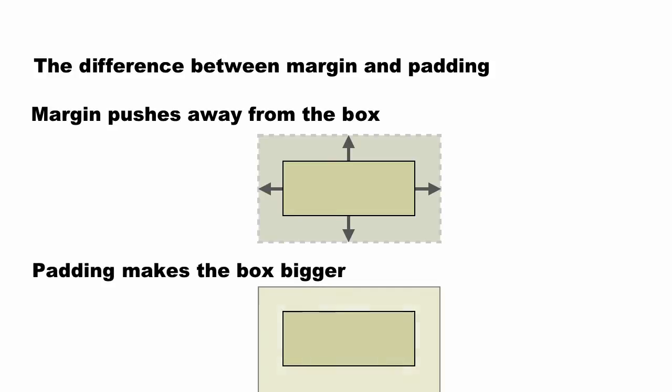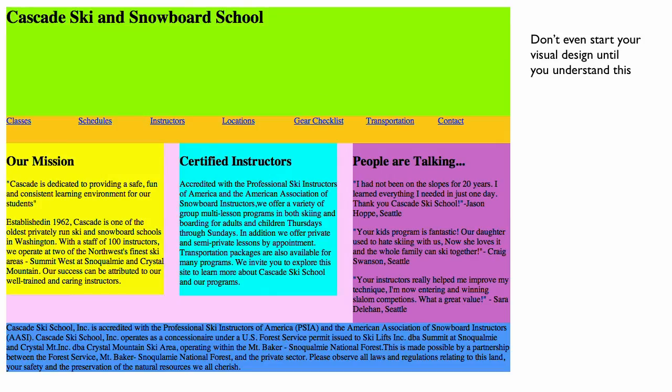Padding makes the box bigger. Even though the net effect might look the same, they are subtly different things that are happening there. So I'm now going to take that unstyled document and make it look like this using a little margin and padding and something called floats.